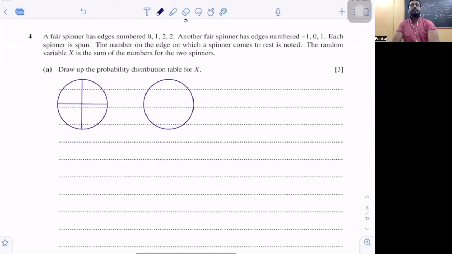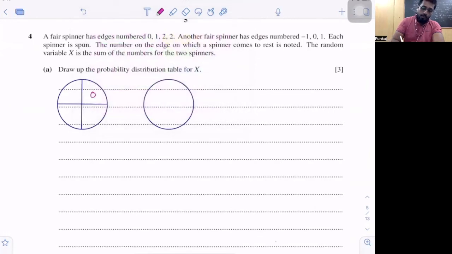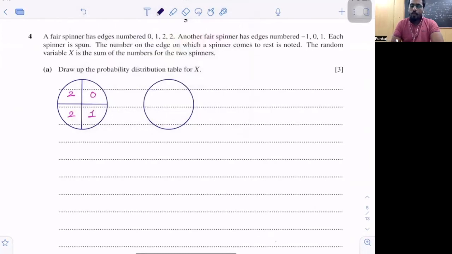The first spinner is divided into 4 parts. It is 0, 1, 2, 2. So I'll just write the numbers very quickly over here. So 0, 1, 2, and 2. So I've given clockwise rotation 0, 1, 2, 2. And now for the second one, I need to divide it into how many parts? 3 parts, -1, 0, and 1. So I just divided it into 3 parts. So the numbers that I need to put here are -1, 0, and 1.